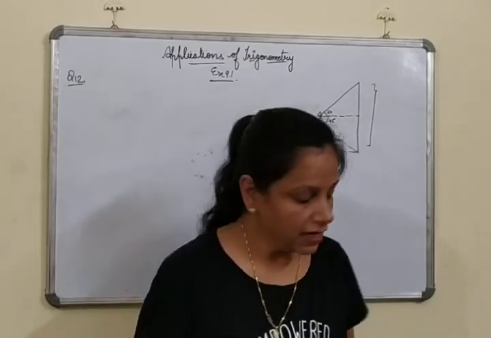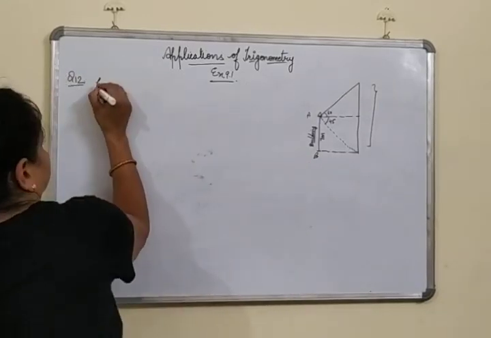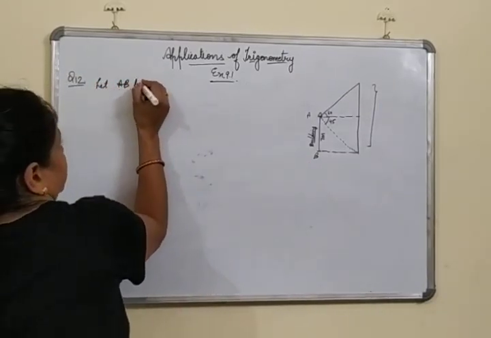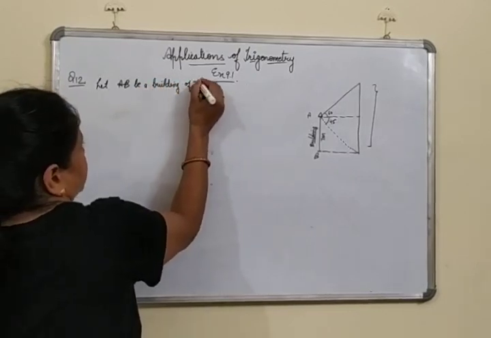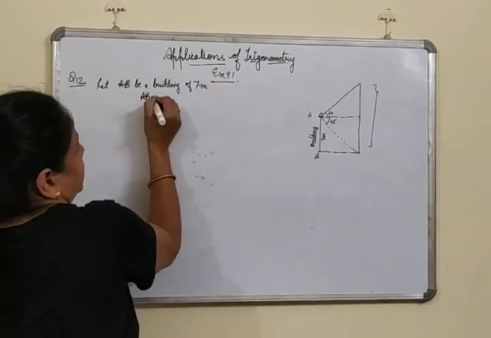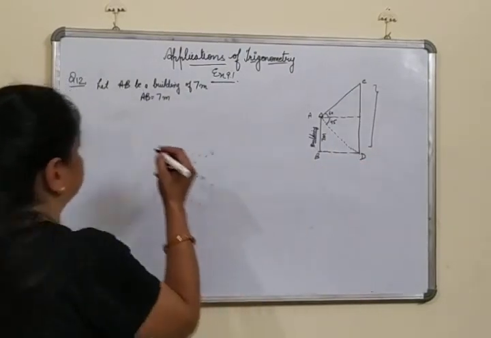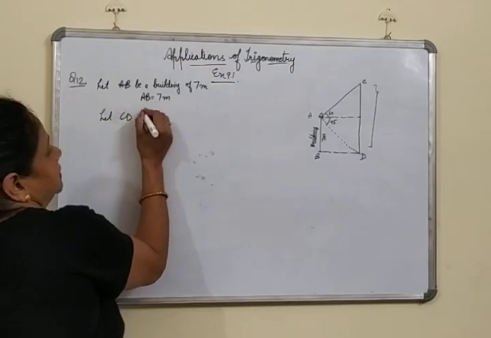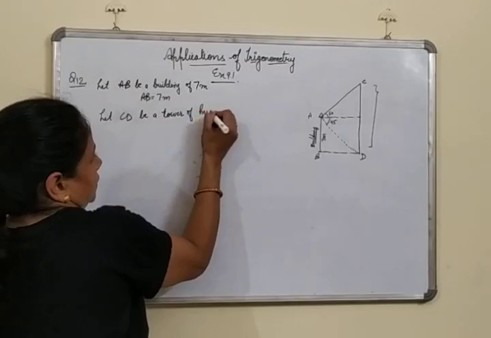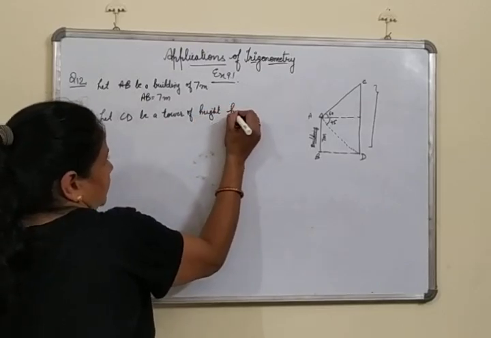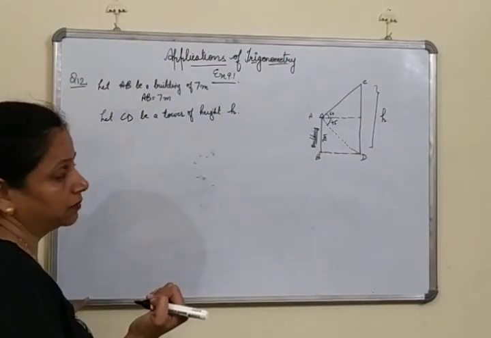Now, let us write, let this building be AB. Let AB be a building of 7 meter. That means we will write AB is equals to 7 meter. Let it be C and D. Let CD be a tower of height, let us say H. This complete height is H. Fine. I think there is no problem till here.